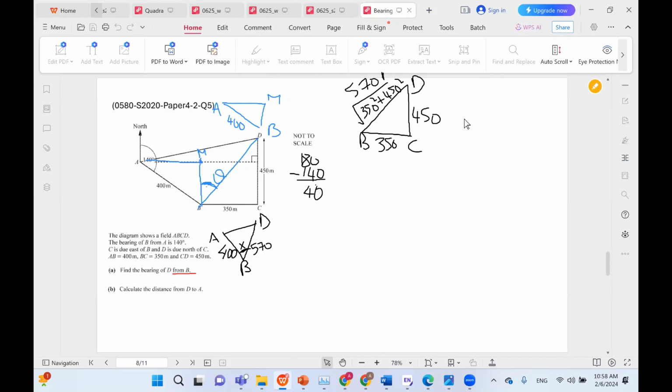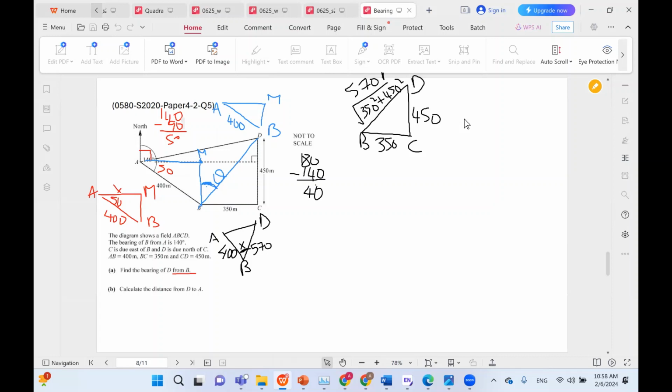First of all, this here is 90. So the remaining part here would be 50. How did I get the 50? I did 140 minus 90. And that gave me 50. So in triangle AMB, we have an angle of 50, and we have a hypotenuse of 400. And we want to get X here.